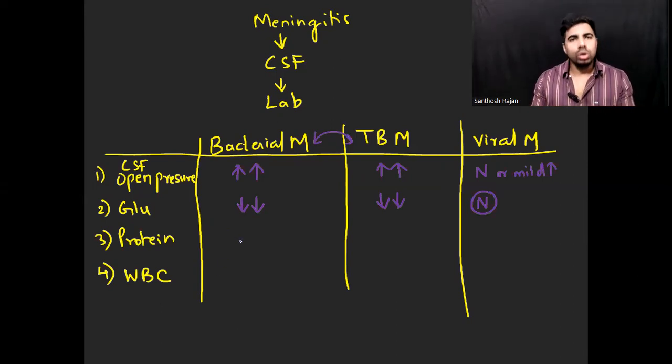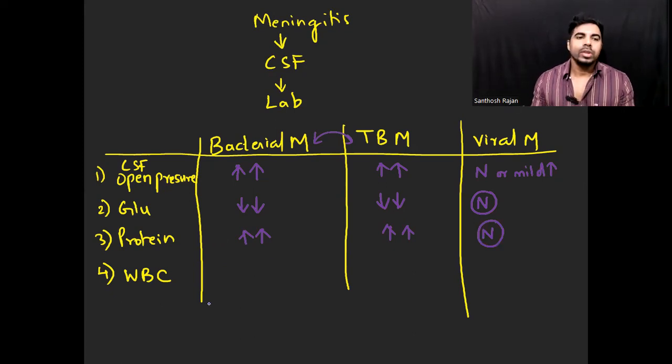So the bacteria, TB, is bigger, so definitely what will happen? Your protein will be higher. In CSF, protein will be very high. It will be high. Okay. Whereas in viral, again, it will be what? Normal. There is not so much inflammation, so definitely it will be normal, or a mild increase.